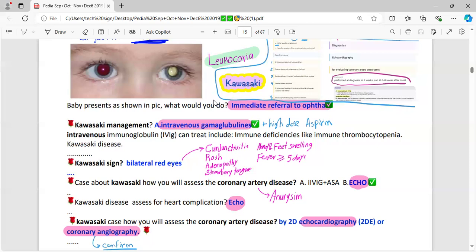Management. In Kawasaki disease, we give aspirin as an anti-inflammatory, and that aspirin would be continued up to 6 to 8 weeks after the presentation of the symptoms.